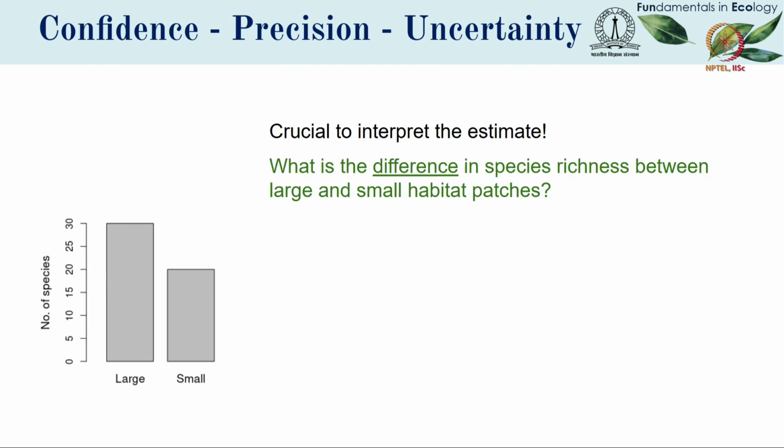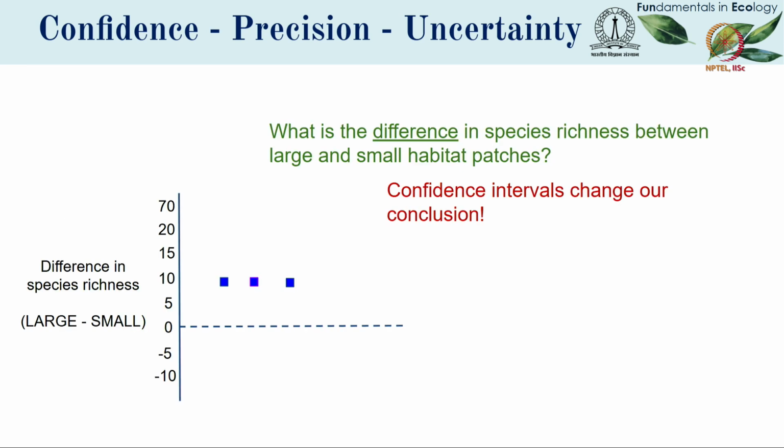So, the confidence interval is crucial to interpret the estimate. Going back to our question, what is the difference in species richness between large and small habitat patches? You can see that the mean difference here is 9. However, confidence intervals will change our conclusion.